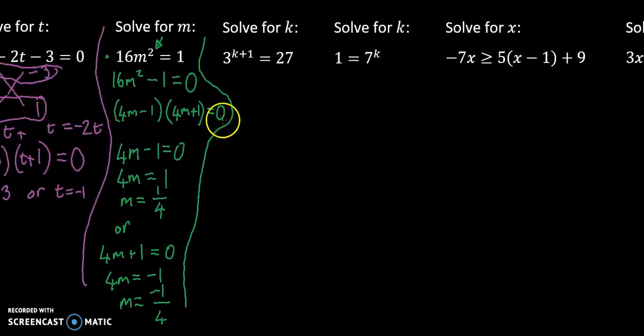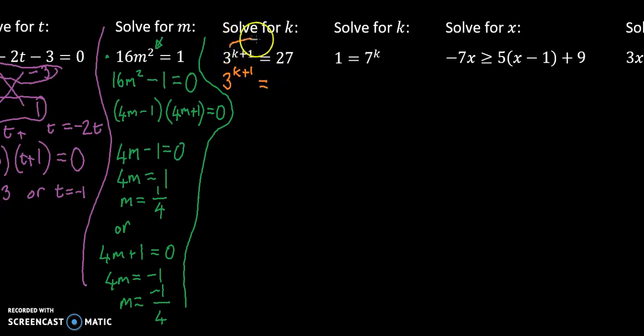Solve for k. 3 to the power of k plus 1 is equal to 27. Yes, I was a bit sneaky here and I snuck in an exponential equation. Why? Well, because equations are equations, and just because it didn't appear in the notes doesn't mean you won't get it in an equation test. But you know how to do this.